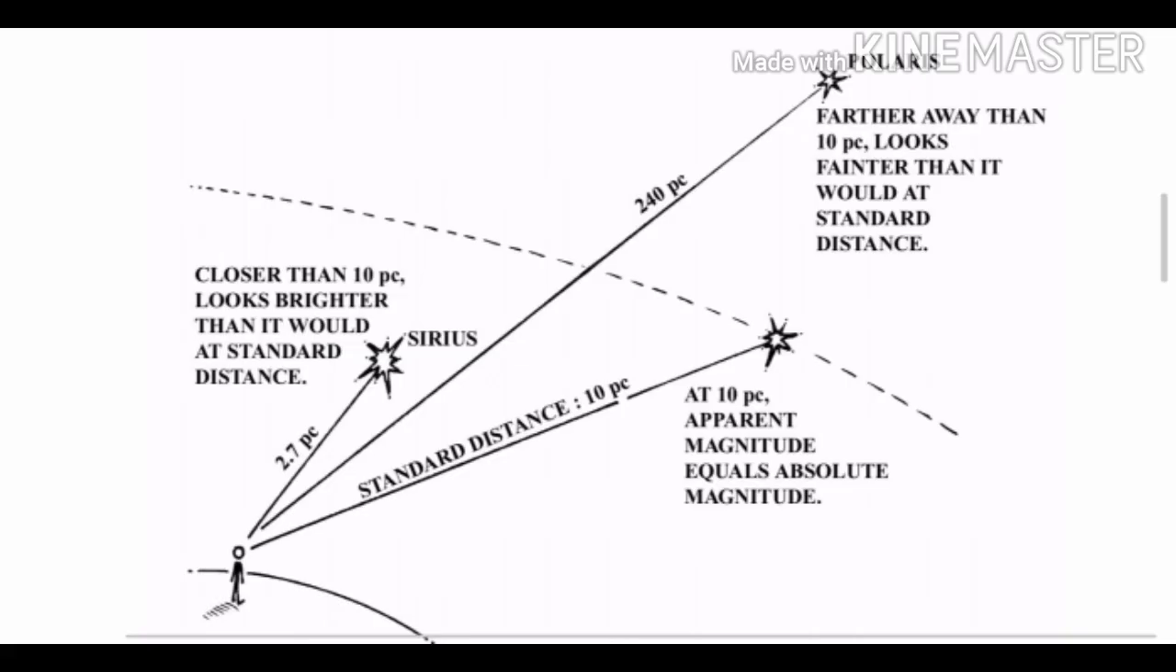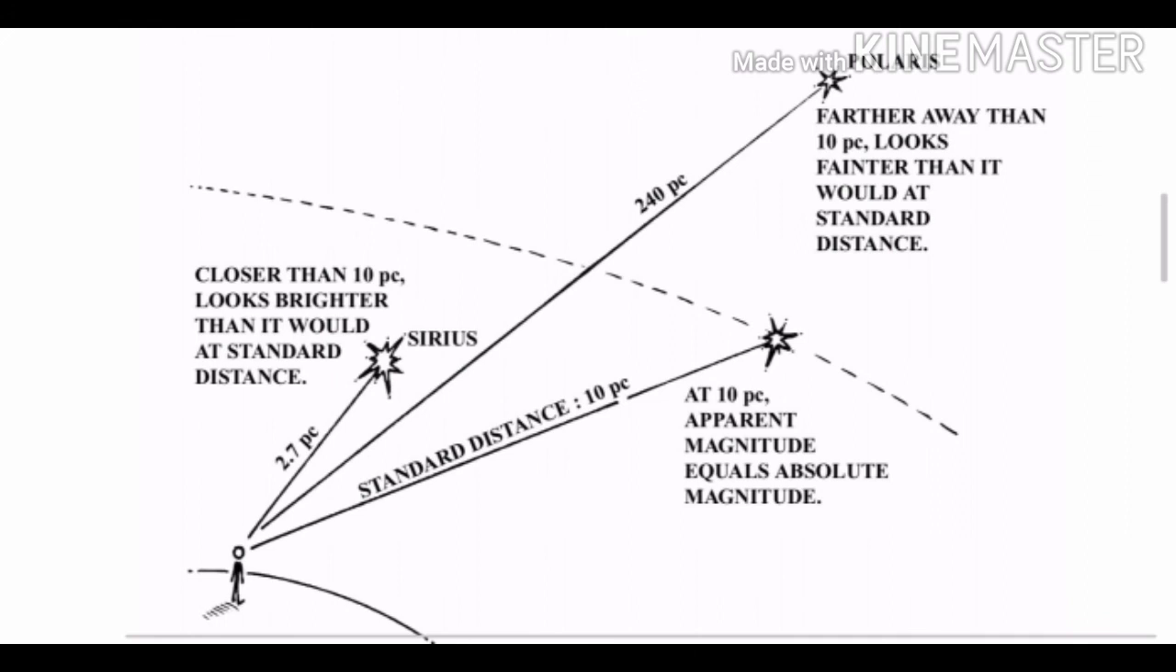If a star is closer than 10 parsecs to us, it looks brighter than it would have been at the standard distance. Here, the apparent magnitude is less than the absolute magnitude. Farther away than 10 parsecs, the star looks fainter than it should at the standard distance. So here, the apparent magnitude would be greater than the absolute magnitude. And if an astronomical object is exactly at a distance of 10 parsecs from us, then its apparent magnitude will be exactly equal to its absolute magnitude.